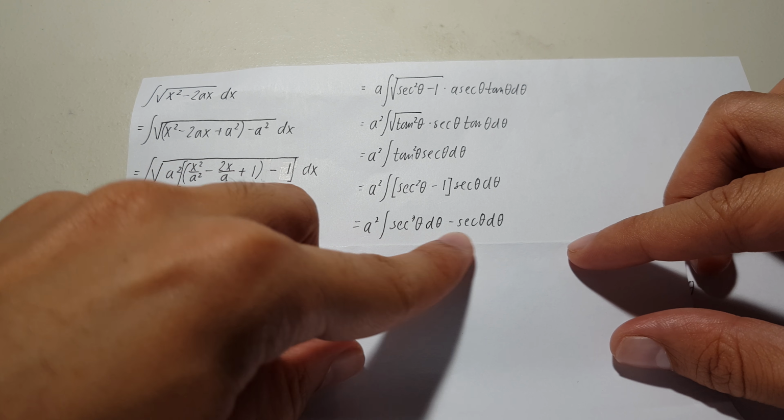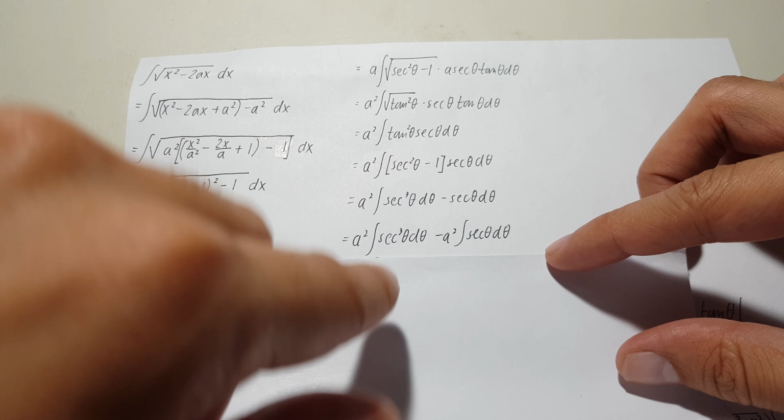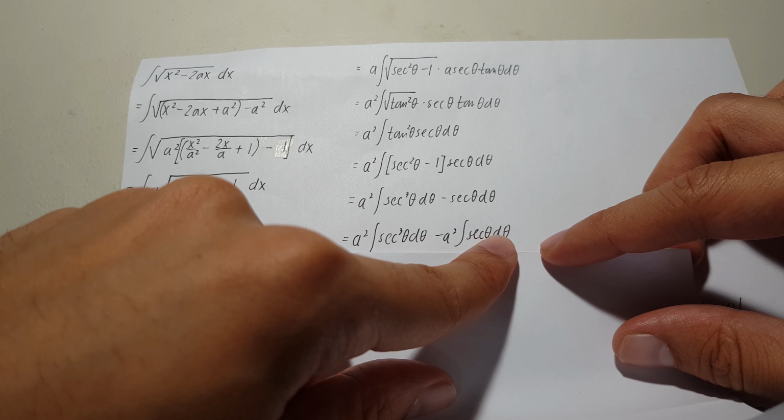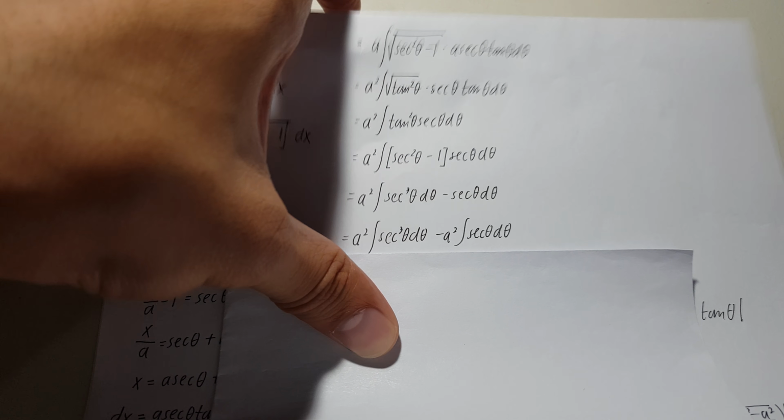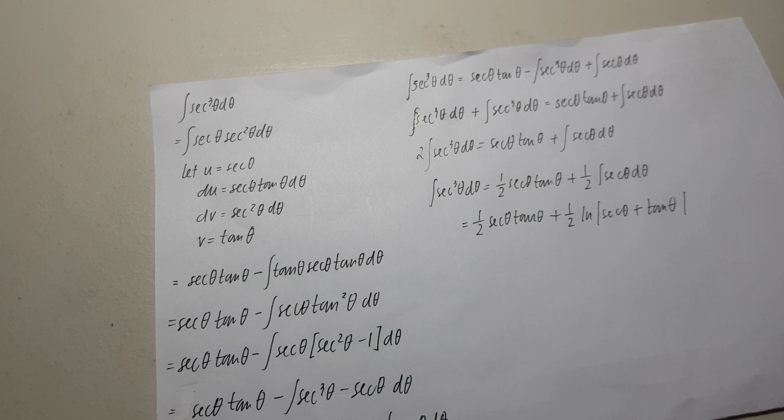We can integrate both of them individually, turning into this. Now secant theta is a known integral, meanwhile secant cube theta is not. So we can solve it in a separate paper.